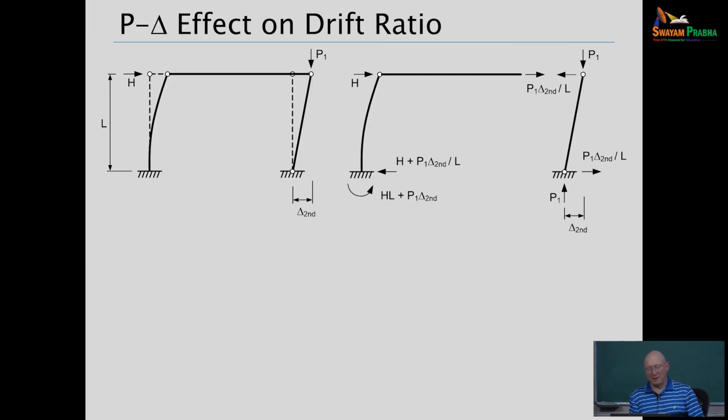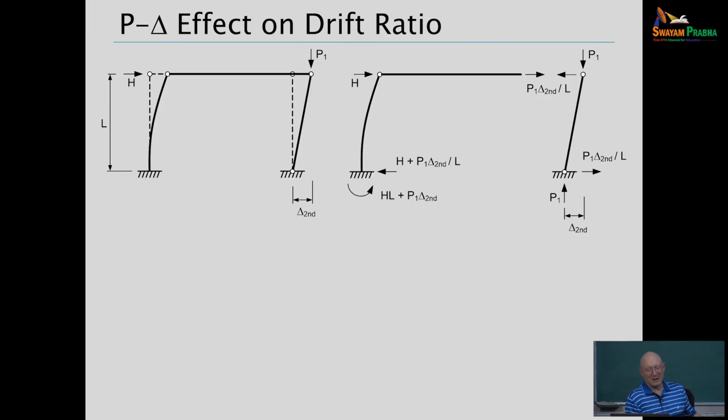So let's subdivide our frame here into two free body diagrams, one of the leaning column. We can see in the leaning column, since both ends are pinned, if I get a side sway, I'm going to have a shear equal to P1 times delta second over L, right? That's required for equilibrium in the deflected geometry, right? We're talking about equilibrium in the deflected geometry, second order analysis.